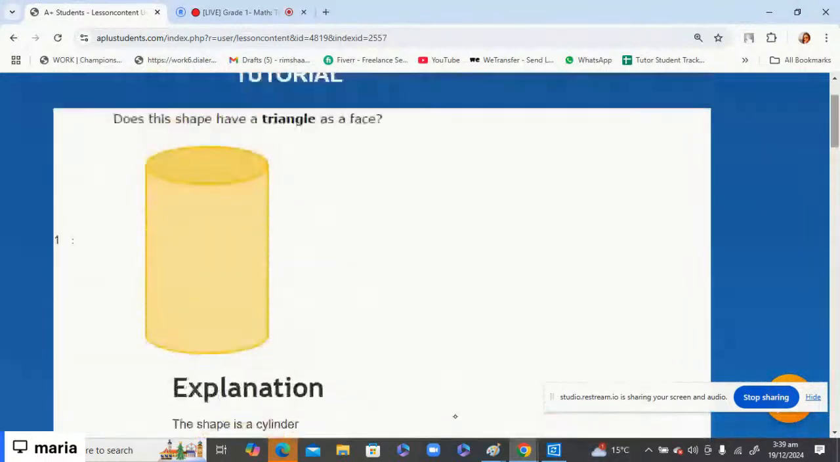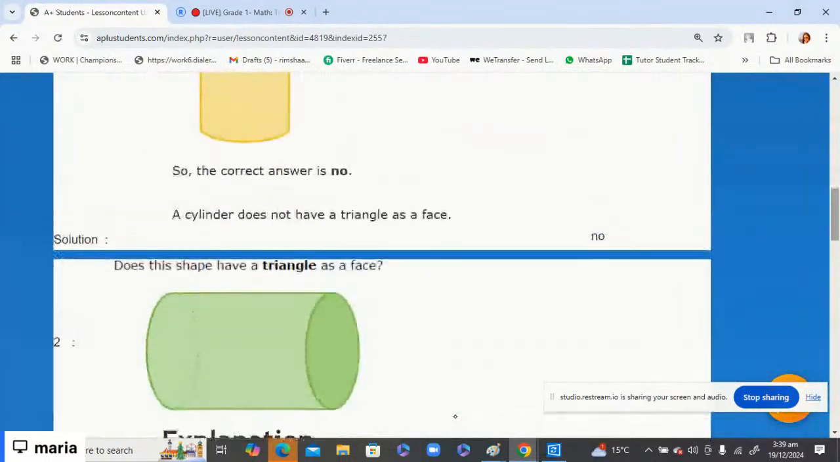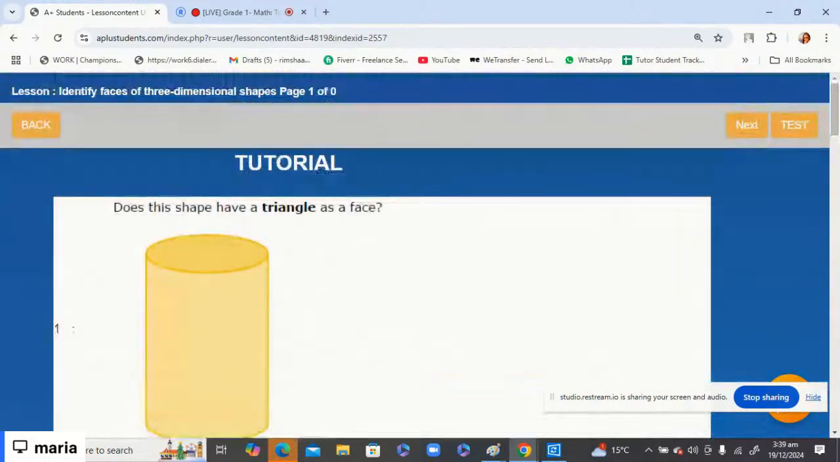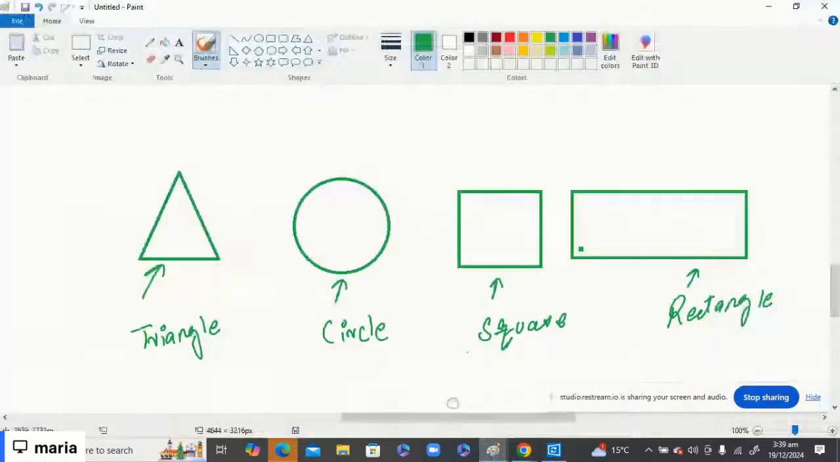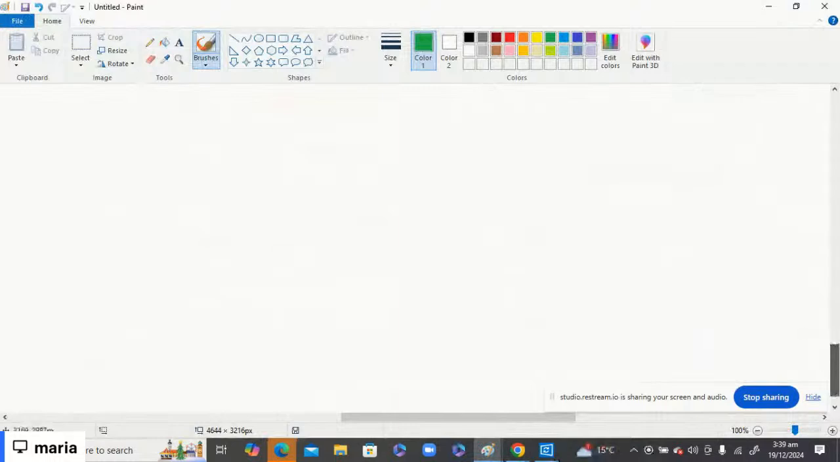This is the shape of, look at here. Is there a circle on the top and on the bottom? Okay, and they are asking, is there any triangle in the face? Let's see. When you're going to draw the cylinder, look at here. This one.